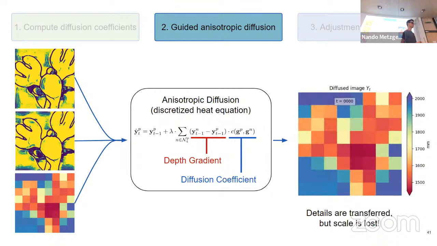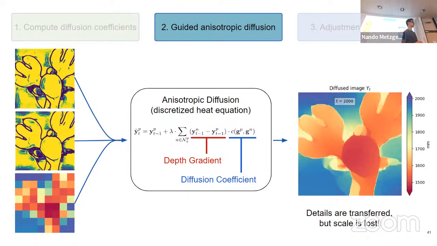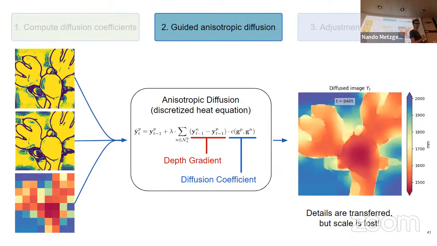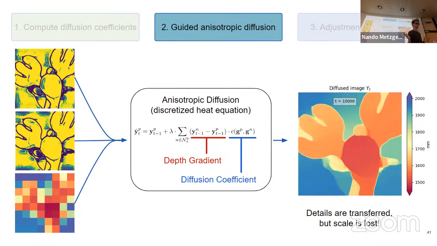No, the diffusion coefficient is basically never changing. I think the classic formulation of anisotropic diffusion changes it over time. We just noticed it doesn't make a difference and you save a lot of computation. So we just calculate it once and then it's static overall.